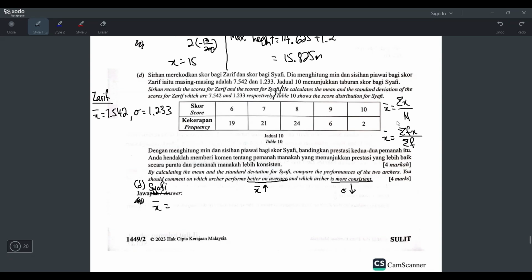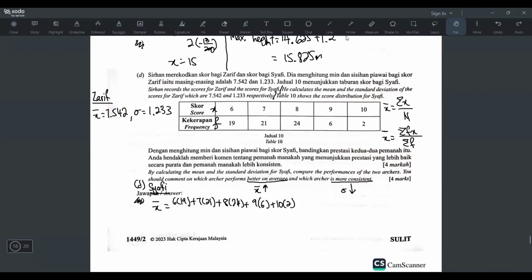Okay, I'm just telling you that if it's group data, if they give class intervals, you have to take the boundary for the x, right? But this one no need. Your score is the x. And then frequency, this is your f. So now you can find your mean. So you take the sum of x times f: 6 times 19 plus 7 times 21 plus 8 times 24 plus 9 times 6 plus 10 times 2. And everything divide with the total frequency.